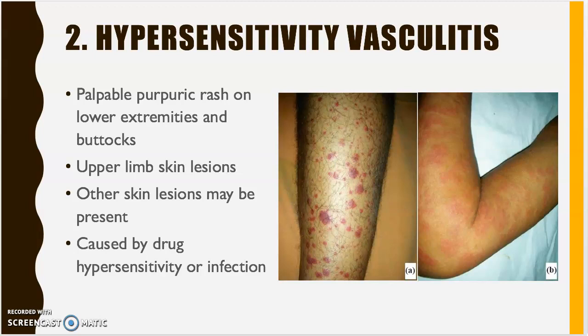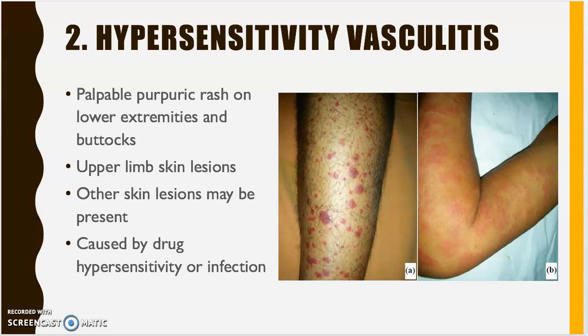But this condition also has other skin lesions that are present, such as red macules, ulcers, and urticarial vasculitis, which is the wheals, as you can see in the picture on the right, on the upper limb. You can see wheals, red patches on the skin. Some of the lesions cover the lower limbs, but rarely the upper limbs and trunk.